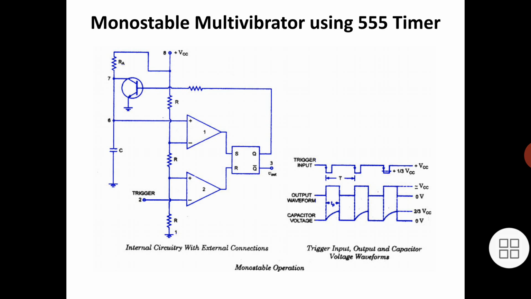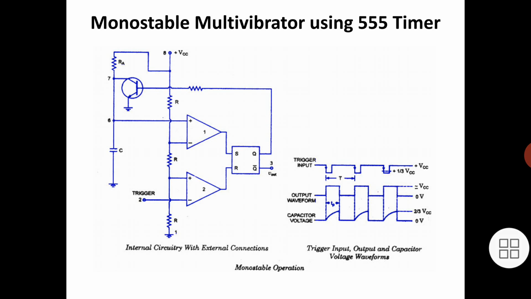When triggered by a negative going pulse, the output of the lower comparator goes high, setting the flip-flop with Q equal to 1, Q bar equal to 0. This turns the transistor Q1 off and the output goes high, approximately equal to VCC. Since the timing capacitor is now unclamped, the voltage across it now rises exponentially through R towards VCC with a time constant RC.